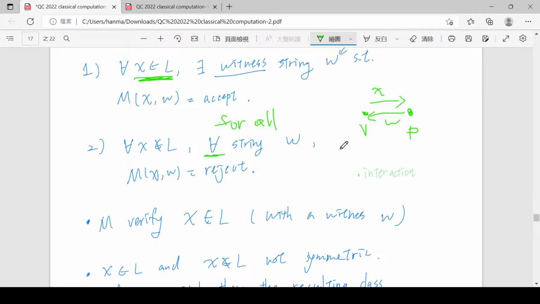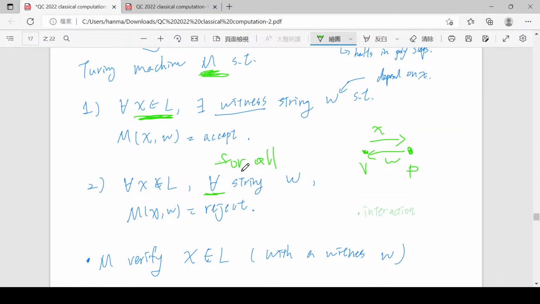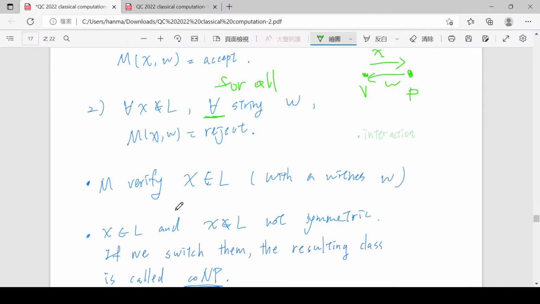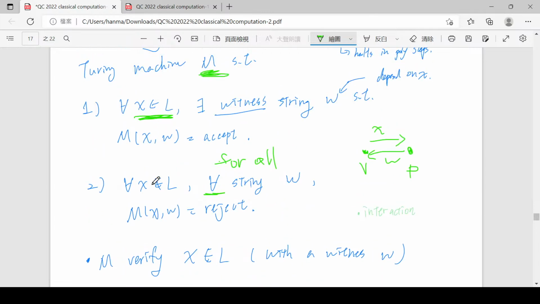Well, obviously this N is something that lets you verify whether X is a yes instance, so whether X is in your language L. And an important part here is that the yes and the no instances of this language are not symmetric. By this we mean that you cannot just swap "in L" and "not in L".